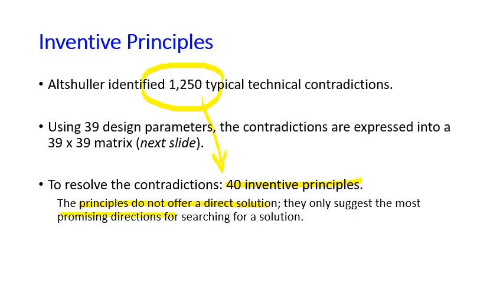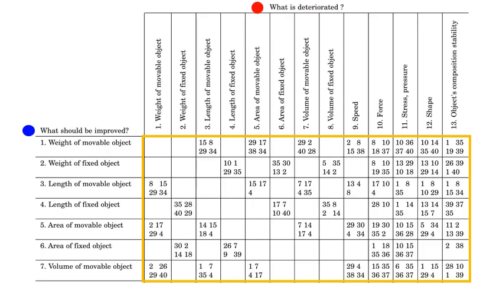And as I said in the beginning, if you want to solve problems with TRIZ, of course you need to have some expertise in the domain. So this is how the matrix looks. All the rows here, there should be 39 rows with respect to 39 design parameters. And there are also 39 columns with respect to 39 design parameters.